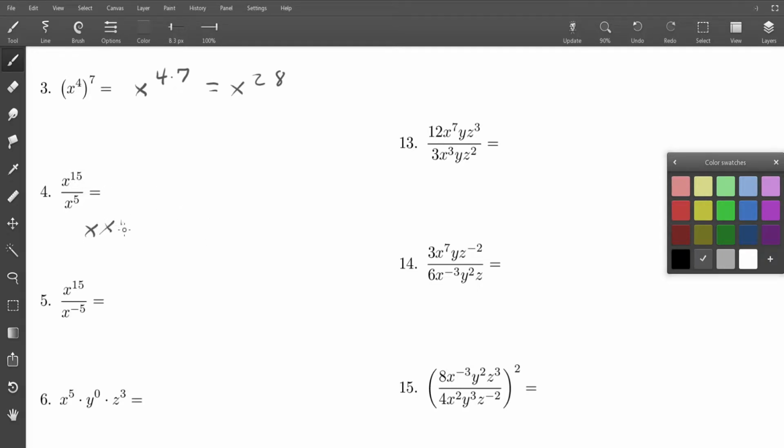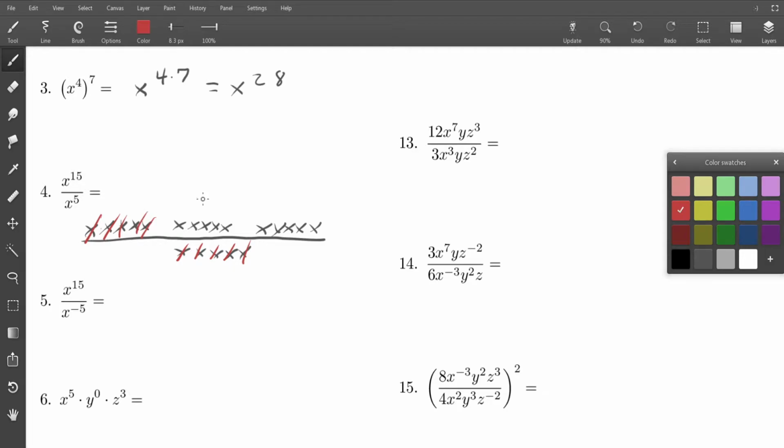We can actually see that if we write out what it looks like. We have x, x, x, x, x. We have 15 of these. If I go ahead and write those out, I'm just grouping them in 5 to make it easier to see. So on top we have x times x times x, and so on. And on the bottom we just have 5 of them. Right? Well, if I start canceling, I can cancel this x with this x, this x with this x, this x with this x, and so on. And then what I'm left with is 10 x's on top.